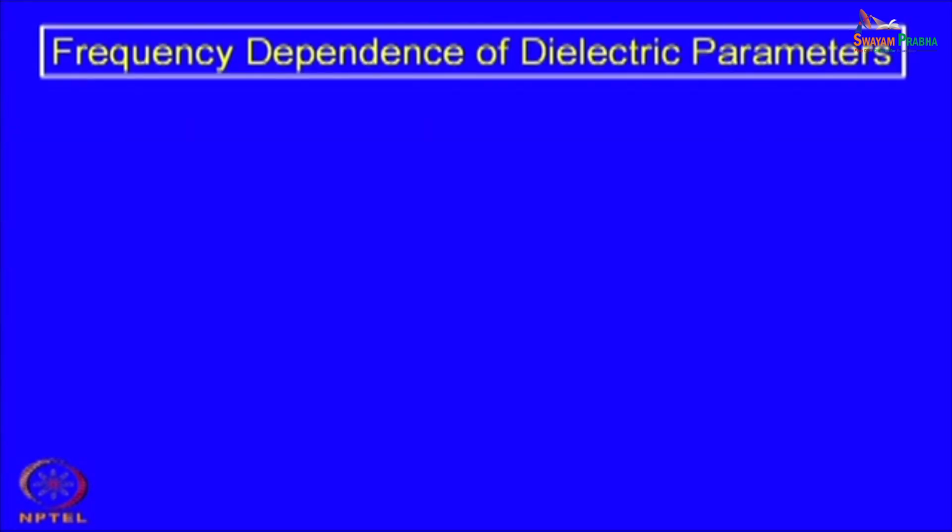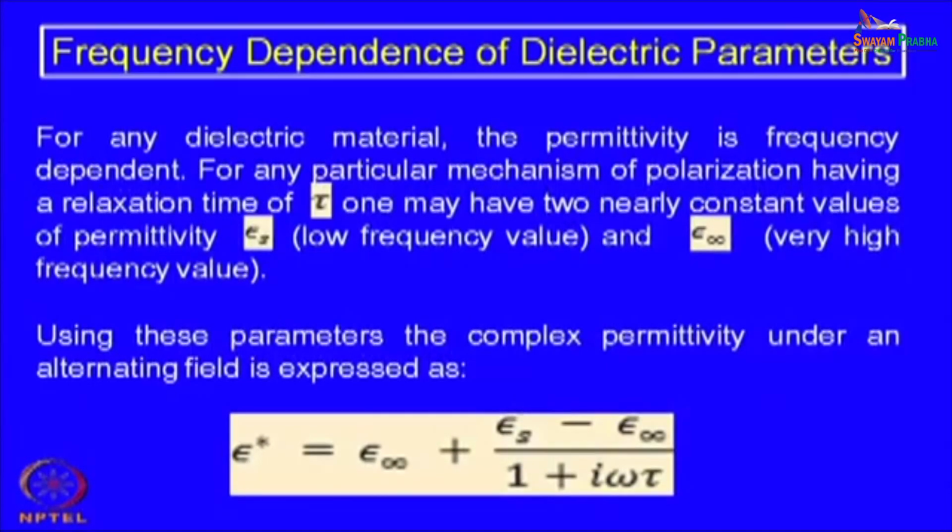Now, we have discussed a little bit about the frequency dependence. When we are discussing the atomistic mechanisms of dielectric polarization, we now look at it also from a different angle: frequency dependence of dielectric parameters as a whole, not only just the dielectric constant, polarization and so on. We are trying to look at the overall dielectric constant, how it depends on the frequency. For any dielectric material, the permittivity is frequency dependent, because the polarization is frequency dependent.